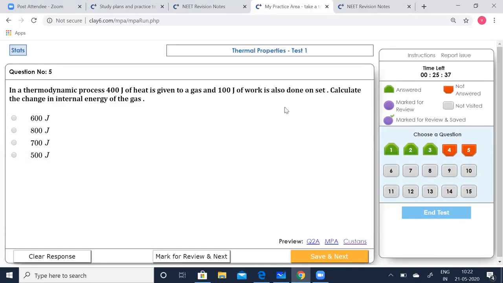In a thermodynamic process, 400 joules of heat is given to a gas and 100 joules of work is also done on it. Calculate the change in internal energy of the gas. Yeah, this is an interesting question. We have to solve this.